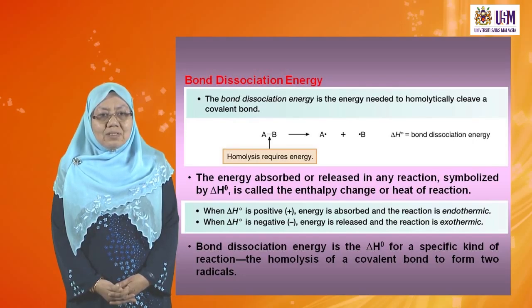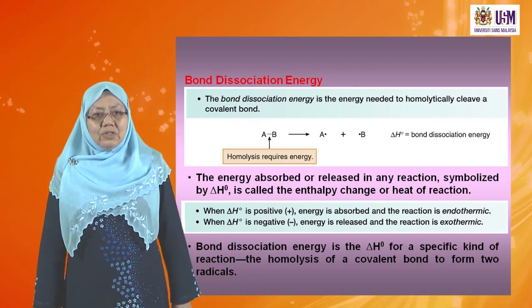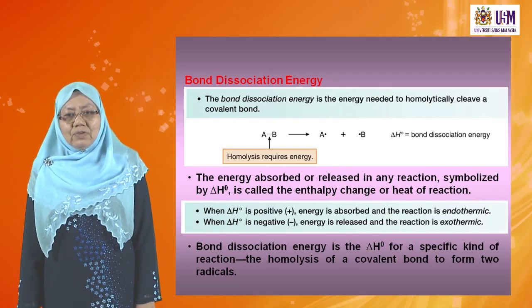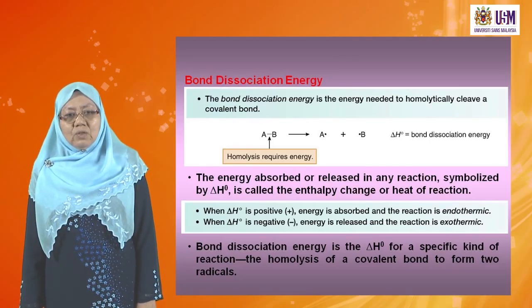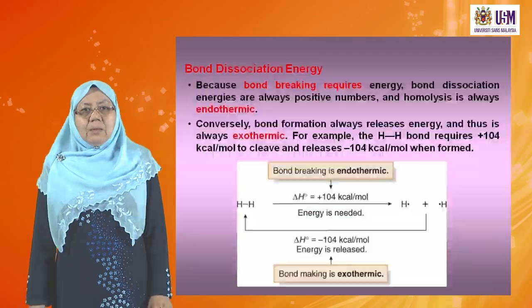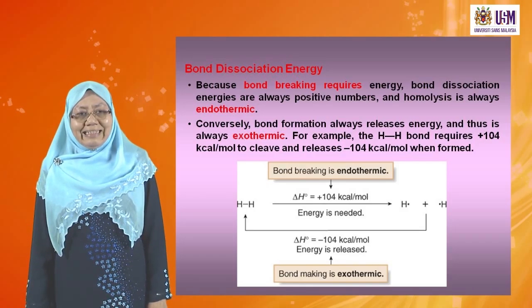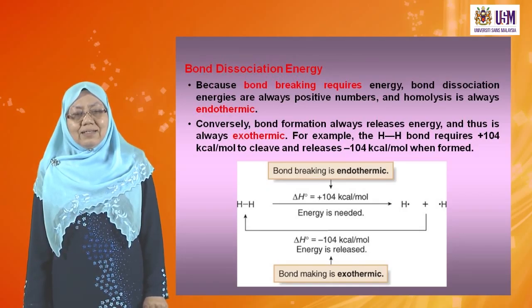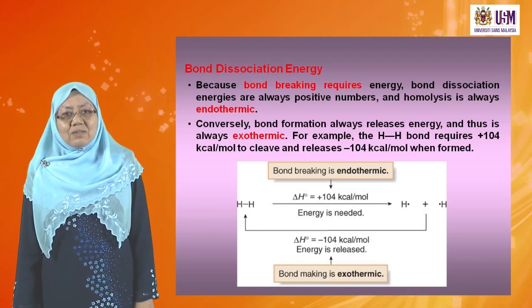When delta H naught is positive, energy is absorbed and the reaction is endothermic. When delta H naught is negative, energy is released and the reaction is exothermic. Bond dissociation energy is the delta H for a specific kind of reaction, for instance, the homolysis of a covalent bond to form two radicals. Bond breaking always requires energy. So bond dissociation energies are always positive and homolysis is always endothermic. Conversely, bond formation always releases energy and thus is always exothermic.